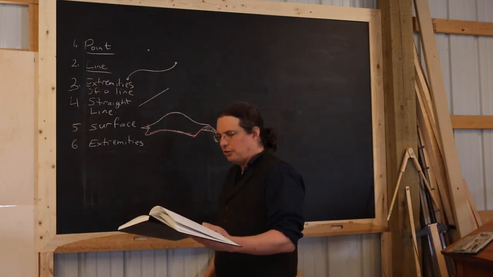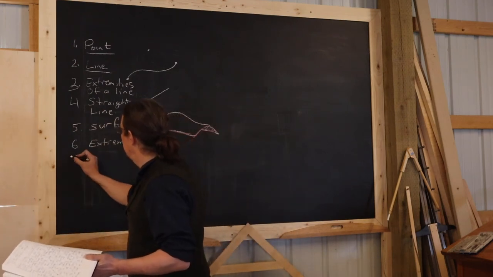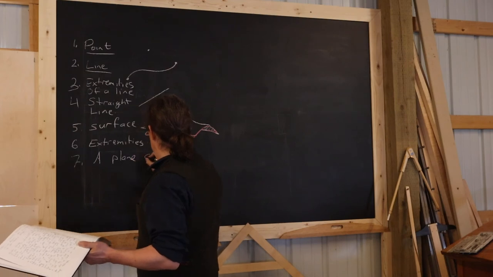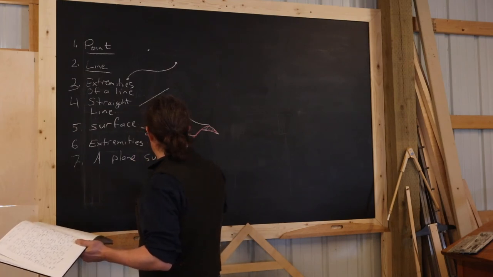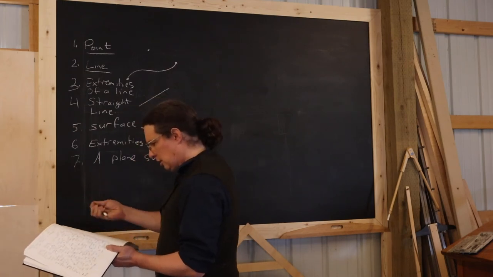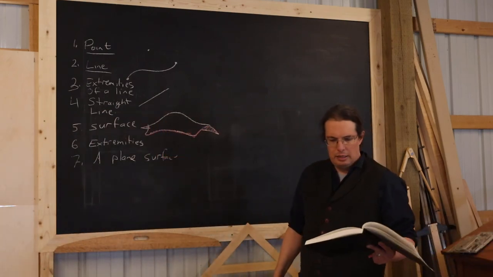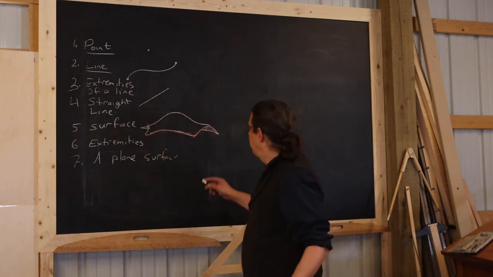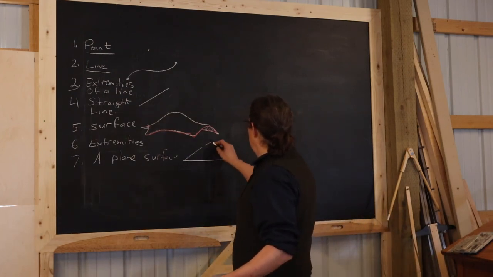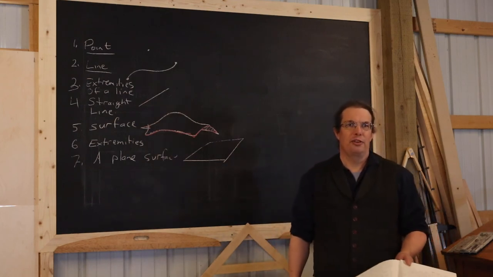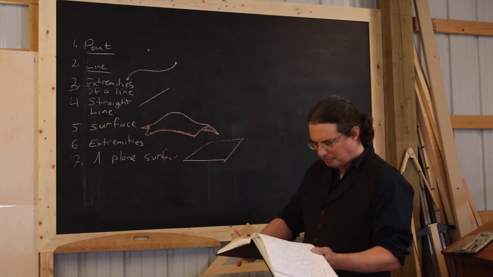A plane surface, definition 7, is a surface which lies evenly with the lines on itself. In more general terms, a plane surface is a flat, thin sheet.